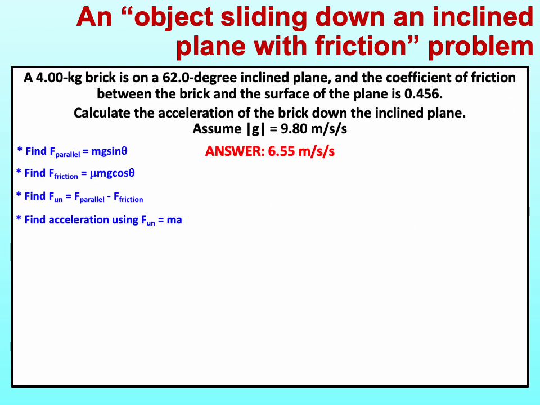So these are the steps you need to go through. You need to find the force that's parallel to the surface, so the amount of the brick's weight that is trying to drag it down that ramp, that inclined plane. You need to figure out how big the force of friction is going to be. The unbalanced force is going to be the difference between those two. One force is trying to drag it down the ramp. One force is trying to resist it. That will give us unbalanced force. Unbalanced force is the amount of force that we actually get to use to accelerate an object. Then we go back to Newton's second law, F = ma.